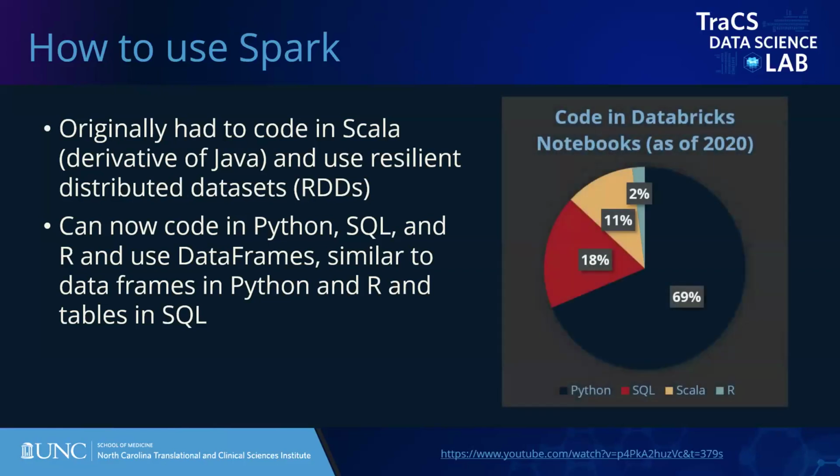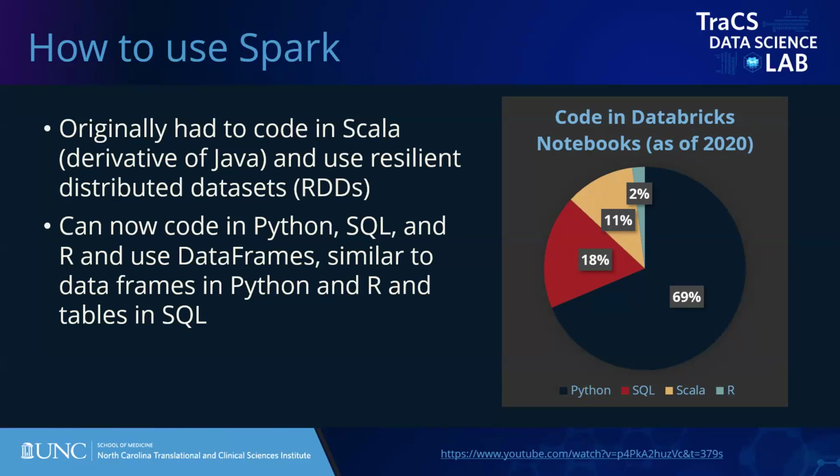So on the previous slide, we looked at the various platforms people can use to work with Spark. And this figure just refers to using Spark through Databricks. Databricks released this data in 2020, analyzing what their users use when they create code notebooks in Databricks. And they're saying that 69% of code written in Databricks notebooks is in Python, 18% in SQL, 11% in Scala, and 2% in R.